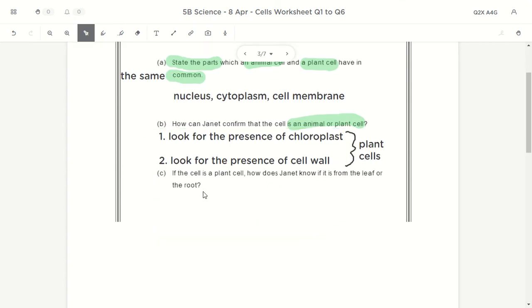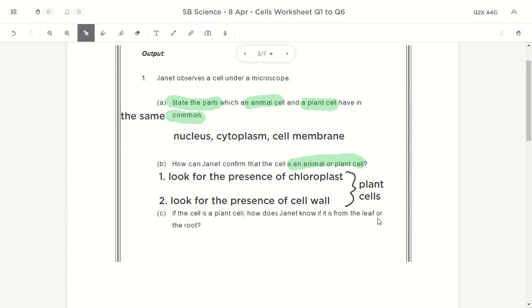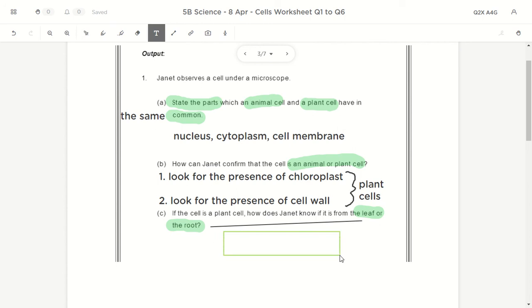So if the cell is a plant cell, how do you know it's from the leaf or the root? You must understand first what is the difference between these two. What's the difference between a cell that is in the leaf and the cell that's in the roots?